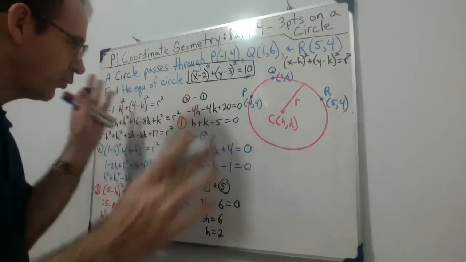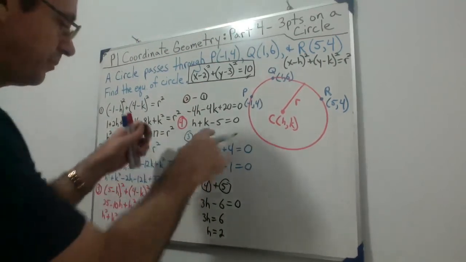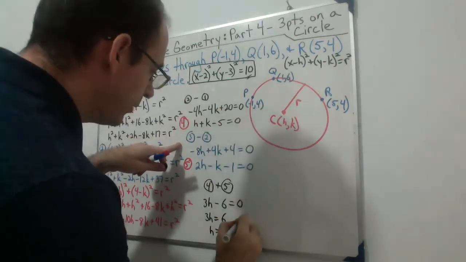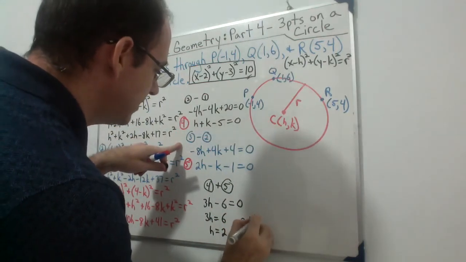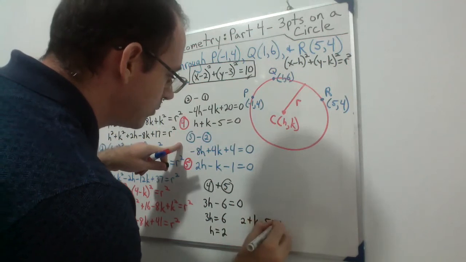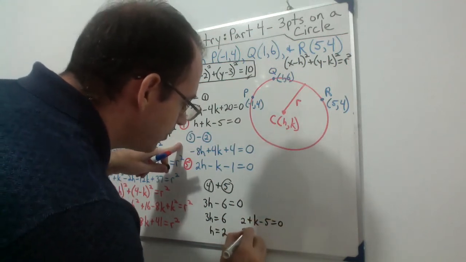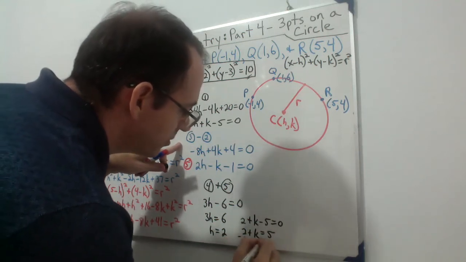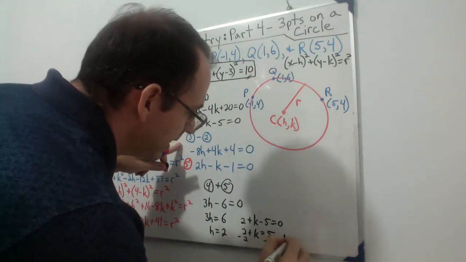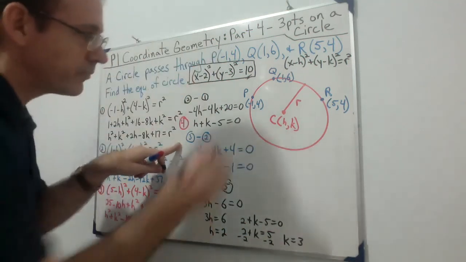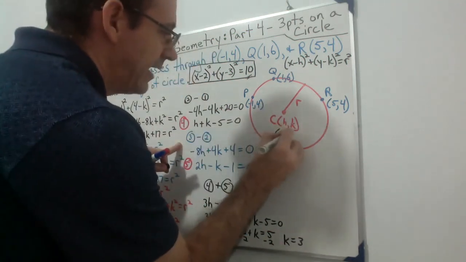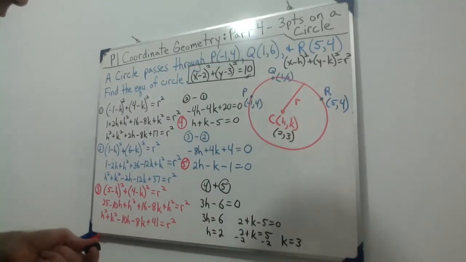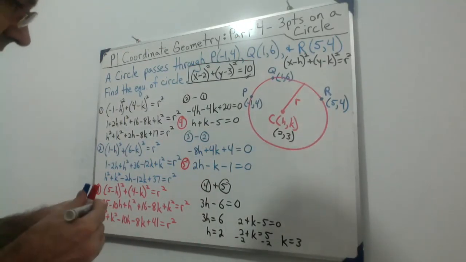Plug it back into whichever one you want. Let's plug it into this up here. So if we plug it in up there, we get 2 plus k minus 5 equals 0. 2 plus k equals 5. Subtract 2, k equals 3. So notice our center is at (2, 3). And now we need the radius.